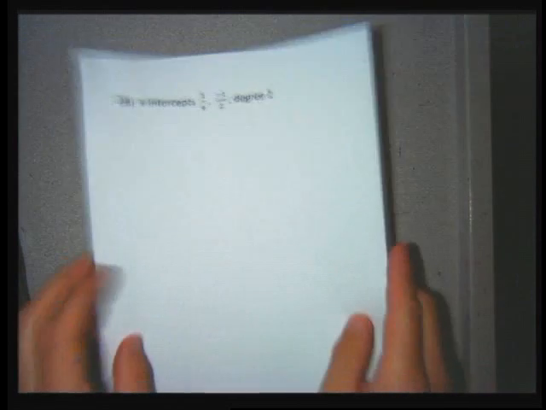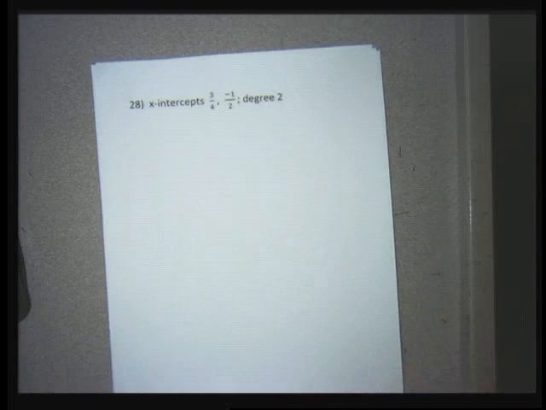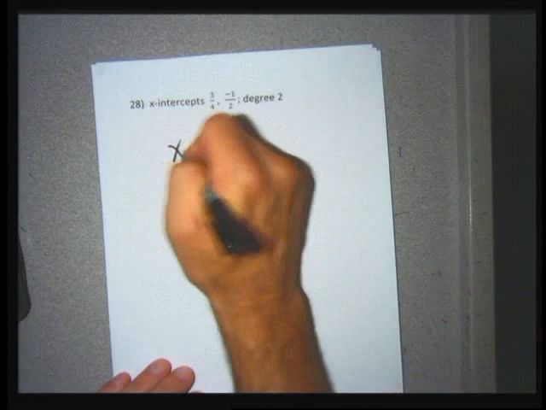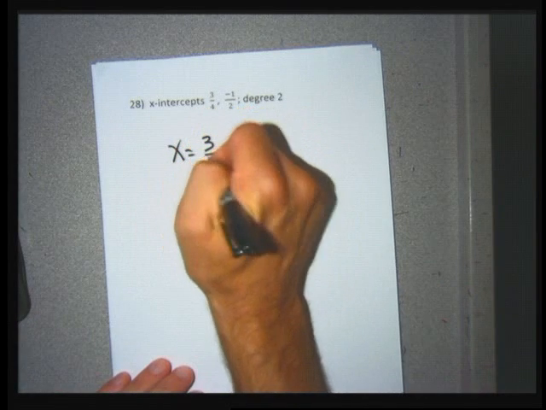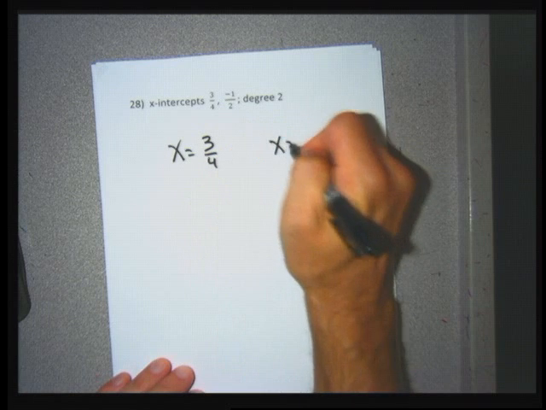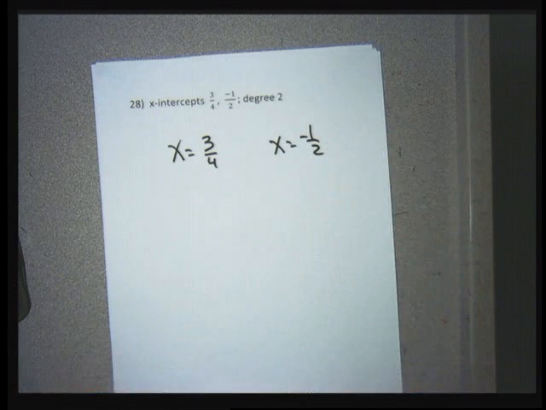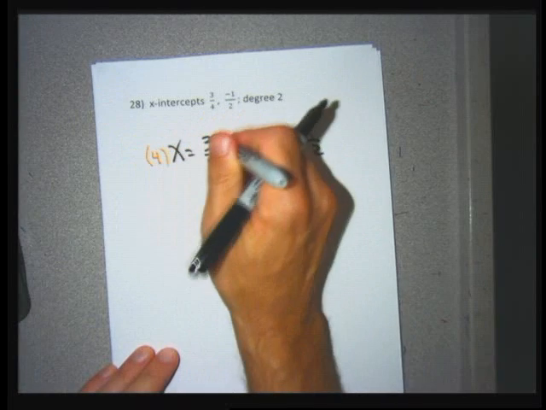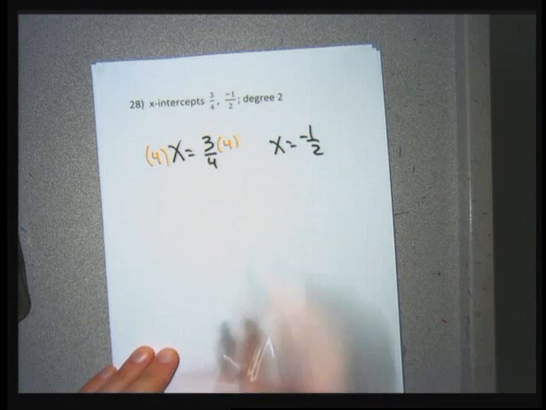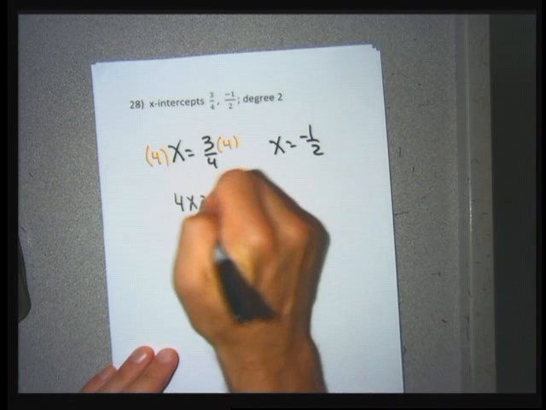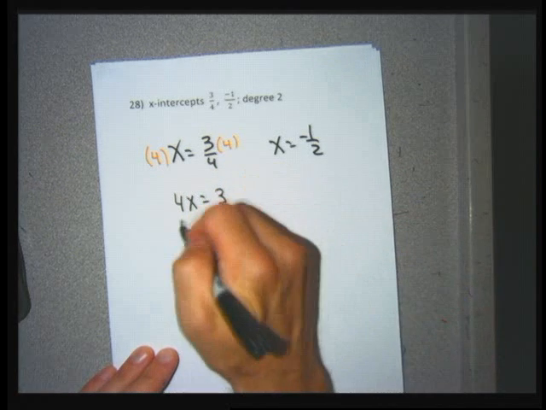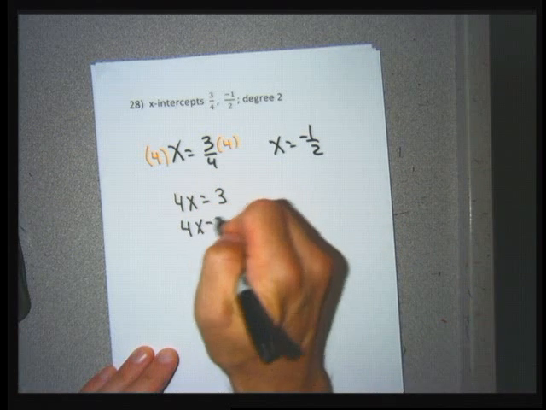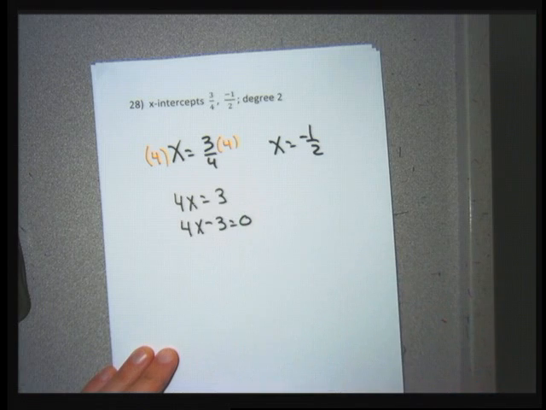Number 28 only wants a second degree, so it wants a parabola, and it wants x-intercepts at x equal to 3/4 and x equal to -1/2. For the x equal to 3/4, I multiply both sides by 4, which gives me 4x equals 3. I subtract 3 from both sides, and I get 4x minus 3 equal to 0.